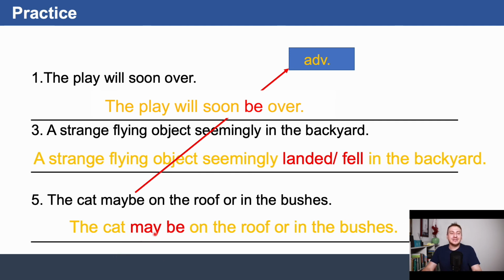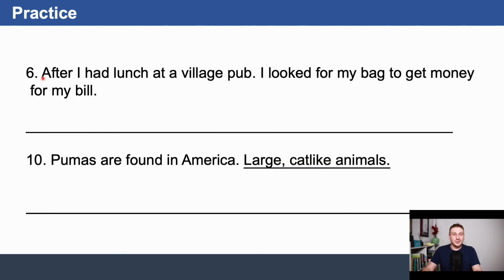So all we have to do here is the cat and then the auxiliary verb may and then the main verb be. So it might be, right? So maybe, might be, could be, right? So all these work. Very good. Okay, next one. After I had lunch at a village pub, full stop, I looked for my bag to get money for my bill.